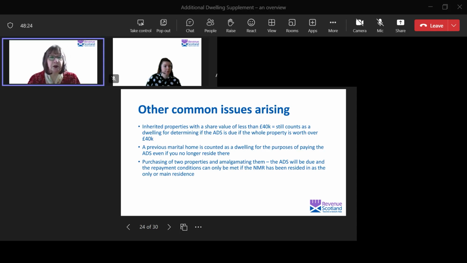Blue and Orange own 2 Leatherhead Drive. They subsequently purchased 3A and 3B Leatherhead Drive. They purchased 3A on the 1st of June 2022 and pay the ADS as they still own two dwellings. They do not move into 3A and continue to reside at 2 Leatherhead Drive. They purchased 3B on the 30th of June 2022 and pay the ADS on this date as they own three dwellings.